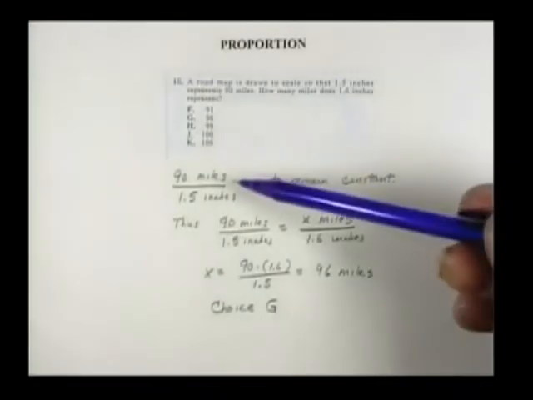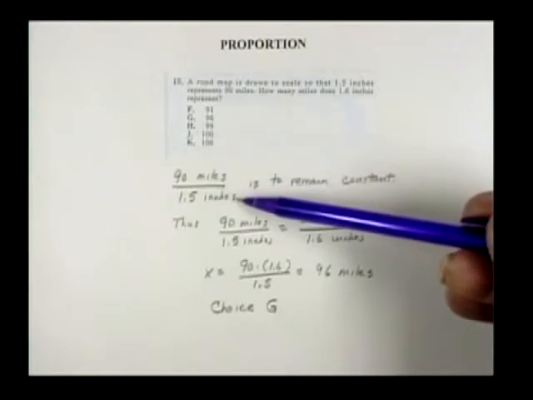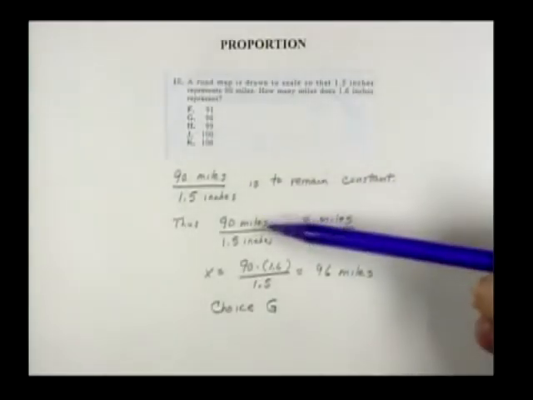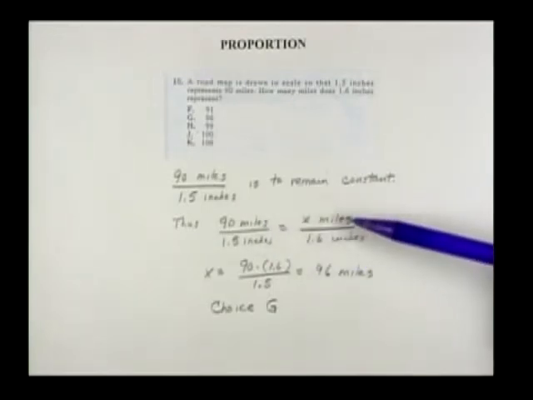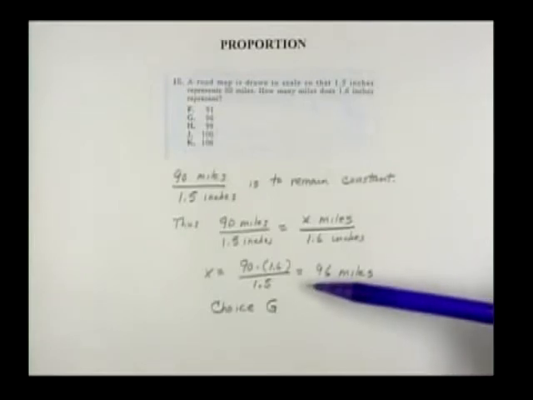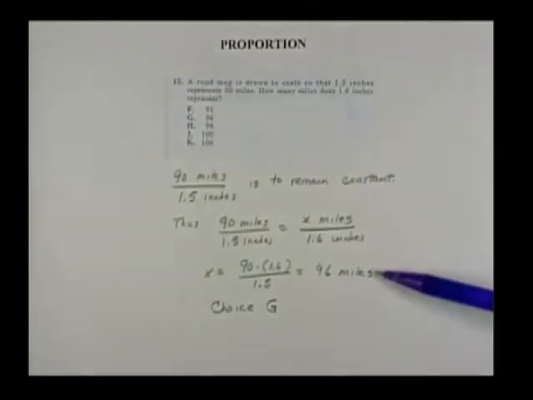The ratio of 90 miles to 1.5 inches is to remain constant. Thus, 90 miles is to 1.5 inches as how many miles is related to 1.6 inches? Solving for X, you end up with 96 miles, choice G.